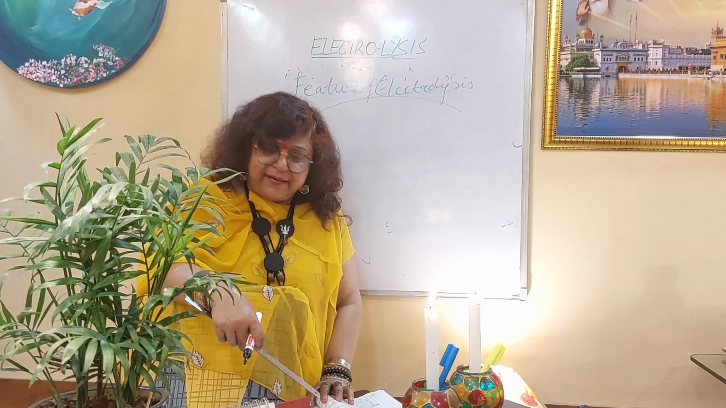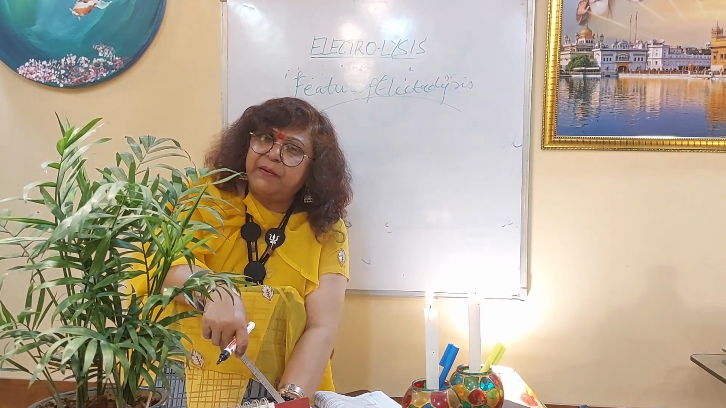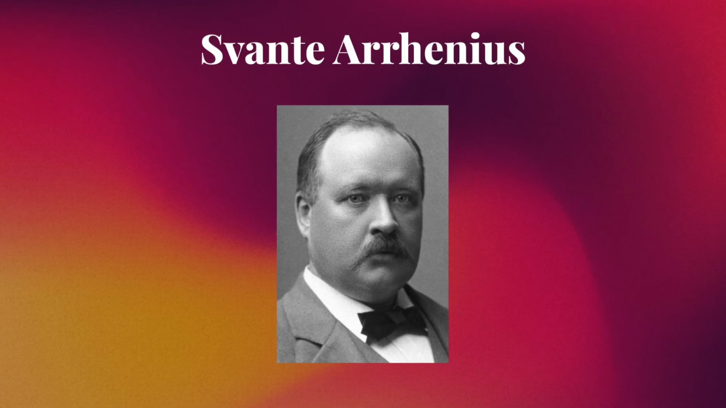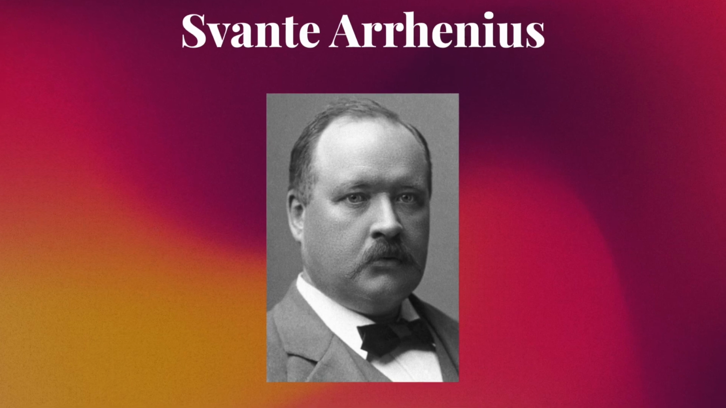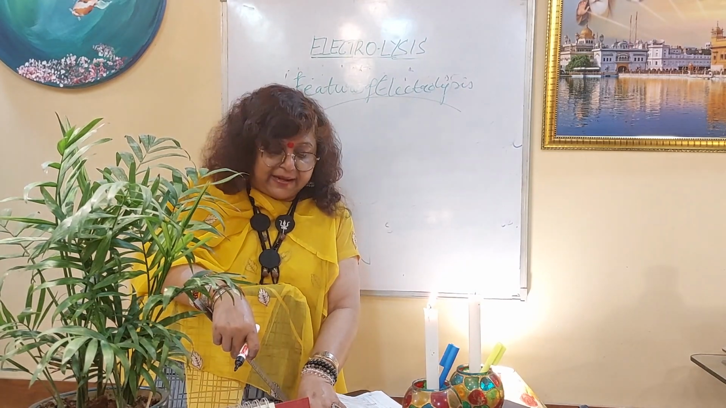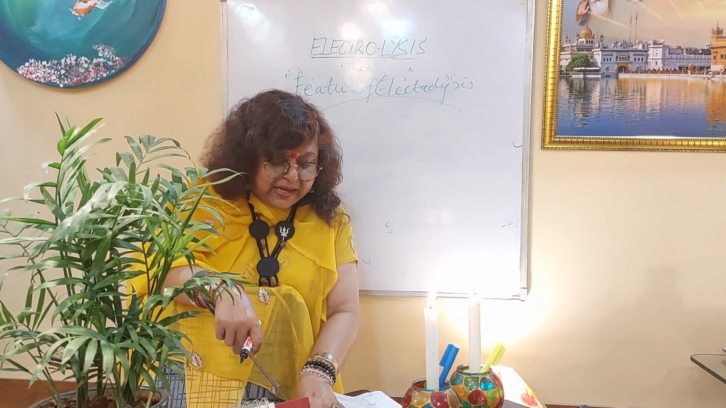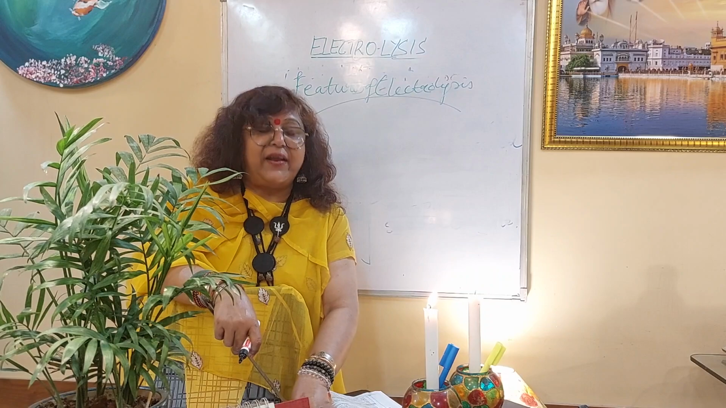So what will you write here? The process or mechanism of electrolysis was first explained by the Swedish scientist Arrhenius. And what did he say? The main points: an electrolyte on dissolving in water dissociates into ions, free cations and free anions. Cations are positive and anions are negative, which allow the flow of current through it.